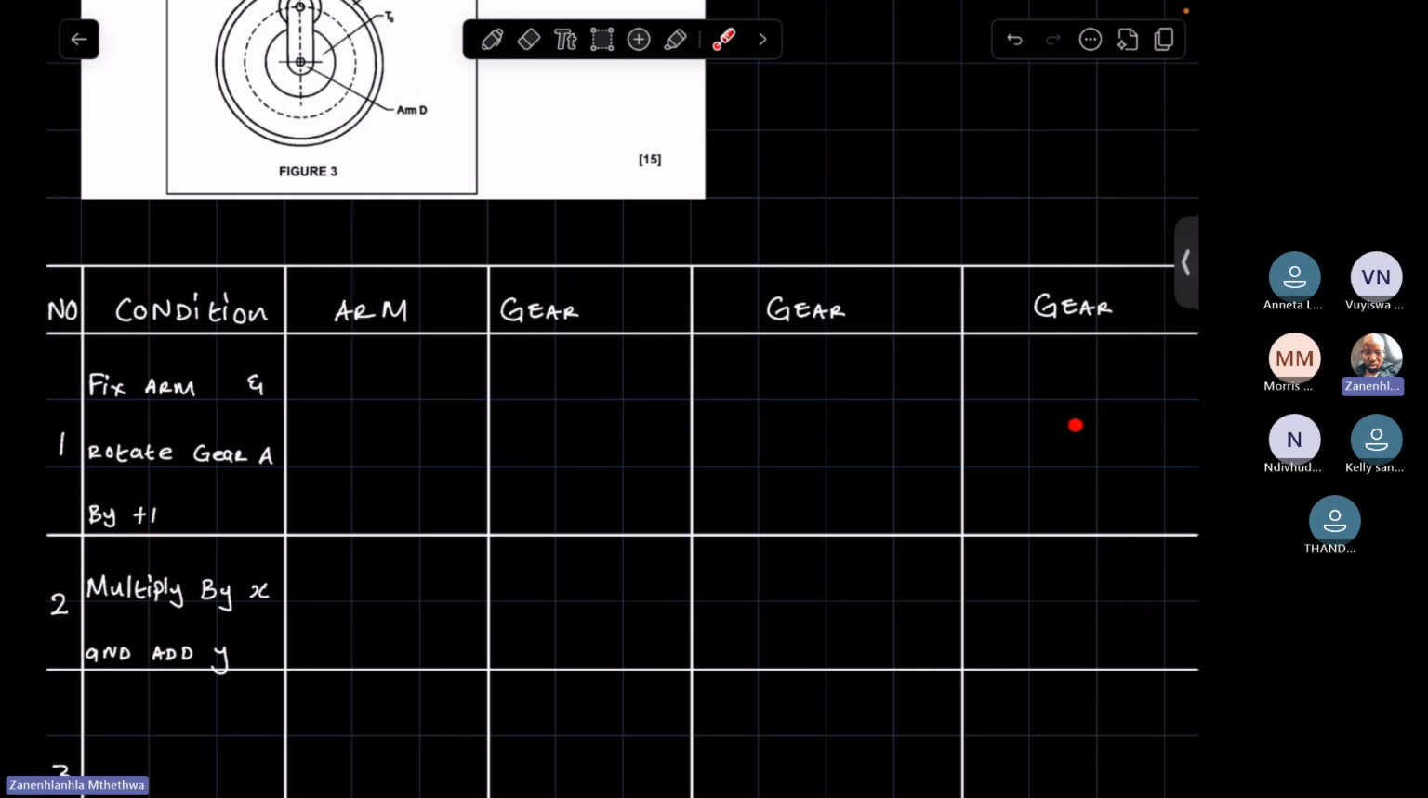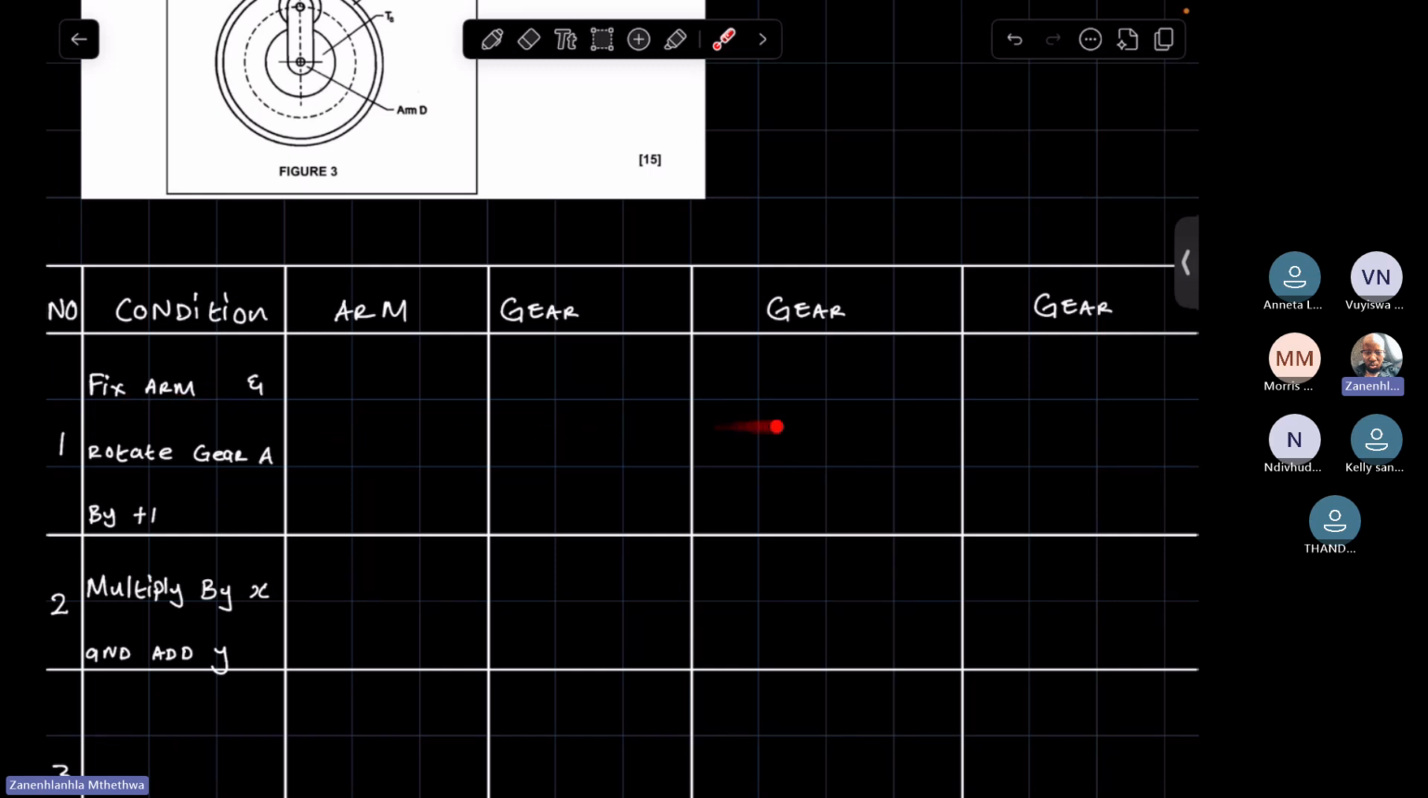So these two conditions, conditions 1 and 2, are said to be fixed because they remain the same always. The first condition will always be to fix the arm and rotate the annulus by 1 revolution clockwise. And the second condition will always be to multiply the first condition by x and then add y. In completing the first condition under each column, it is based on having fixed the arm and rotated the annulus by 1 revolution clockwise.